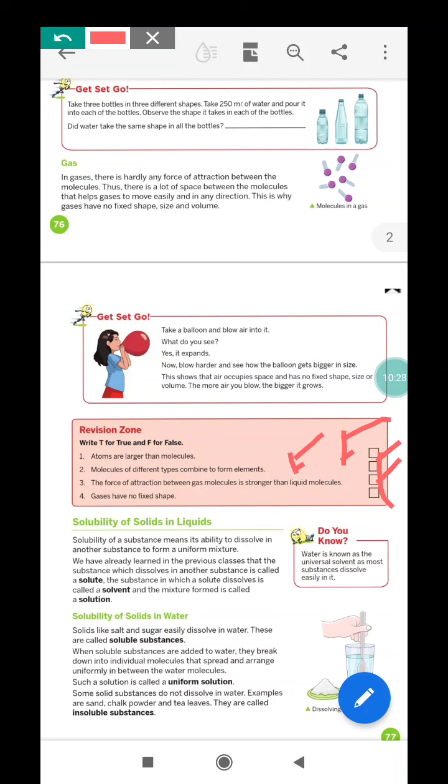Now number 4, gases have no fixed shape. Definitely they don't have any fixed shape. That means the last one is true. So 1, 2, 3 are false and number 4 is true.